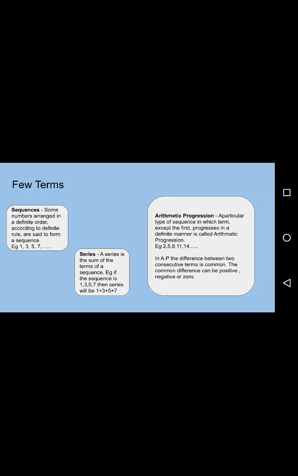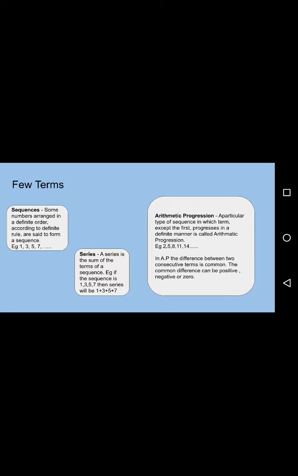So what is arithmetic progression? We will see. First, sequences can be based on addition, subtraction, multiplication, squares, or any kind of fixed pattern. Next is series. A series is the sum of the terms of a sequence. For example, if we have the sequence 1, 3, 5, 7 and write it as 1 plus 3 plus 5 plus 7, we call it a series. It's the sum of all those elements.